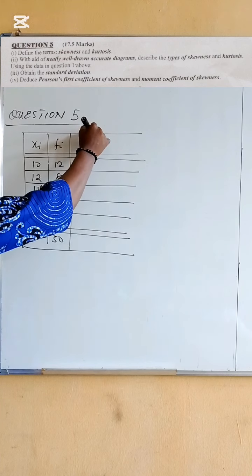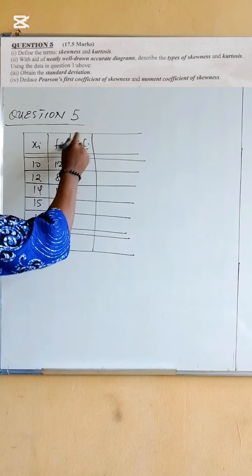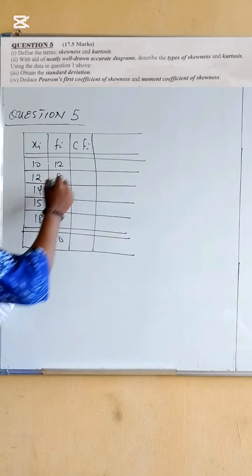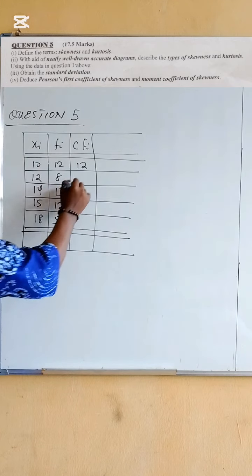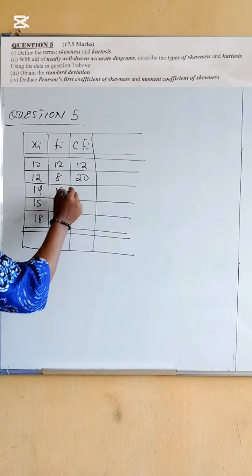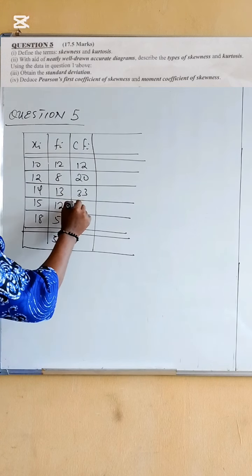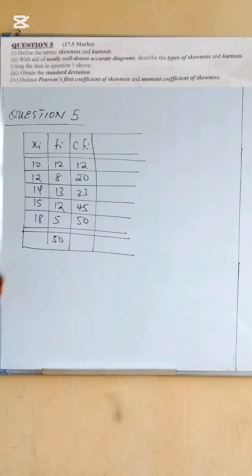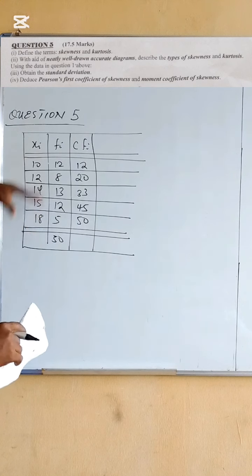Now, coming over here, we shall put the cumulative frequencies. Why do we need this? It is simply because it will help us ensure that we get our median and our mode correctly. So what I'm going to do now will be to put up 12 being the first cumulative frequency. Since the first frequency is 12, the next is 20, 12 plus 8. The next will be 20 plus 13, giving us 33. The next will be 33 plus 12, giving us 45. The next will be 45 plus 5, giving us 50. And this shows we are correct because the last cumulative frequency and the total frequency are the same.